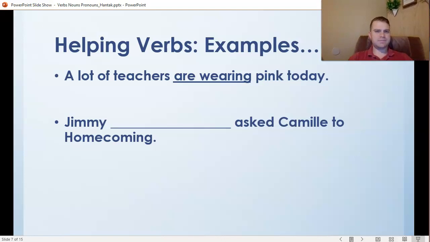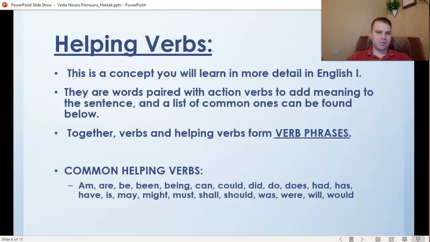I want you to play around with helping verbs to see what works between Jimmy and asked in this sentence. Jimmy asked Camille to homecoming. Take a moment, maybe discuss it out with your row, and see what you can come up with here. I'm just going to go back a slide and see what works. So it's Jimmy asked Camille to homecoming.